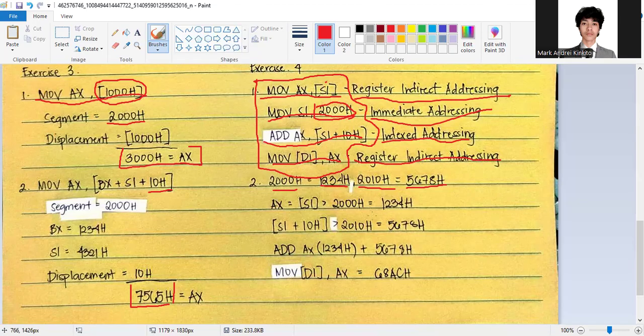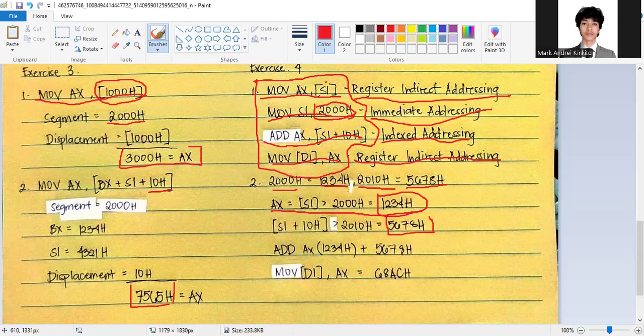So now, this is what happens. SI has 2000H, that's the meaning of the bracket, and the content of 2000H is 1234H. So AX now, since we moved it, has 1234H. Now, SI plus 10H. Sorry, SI has 2000H, so 2000H plus 10H will be 2010H. The content of 2010H is 5678H.